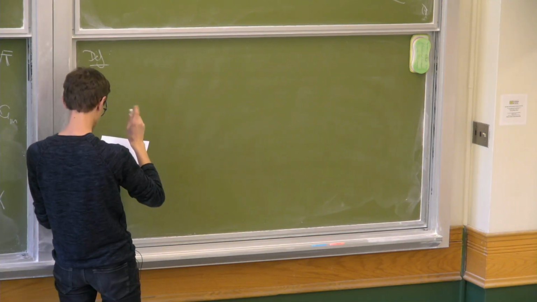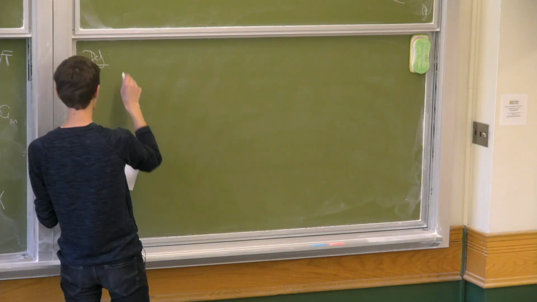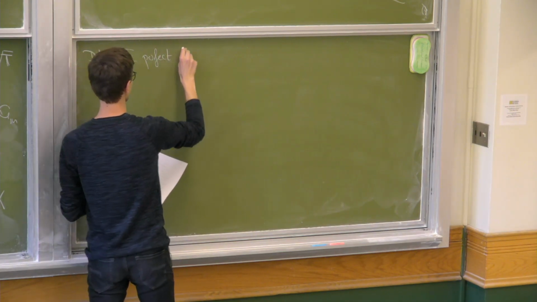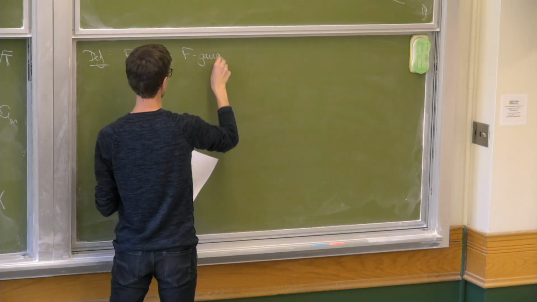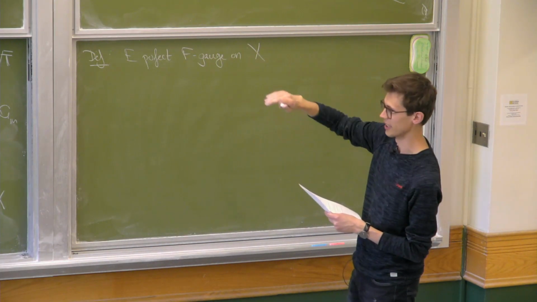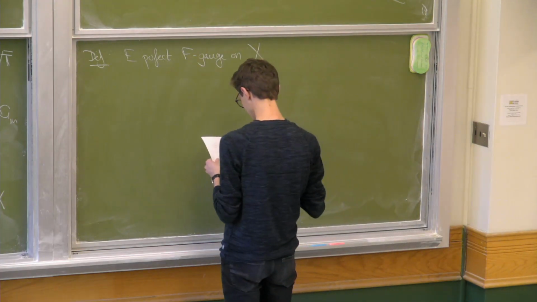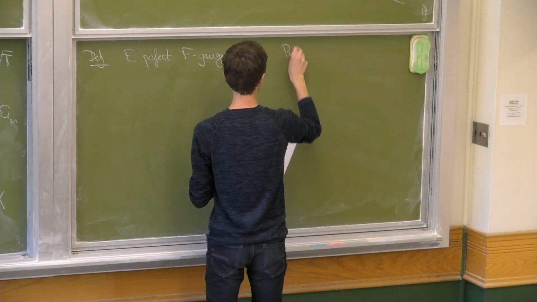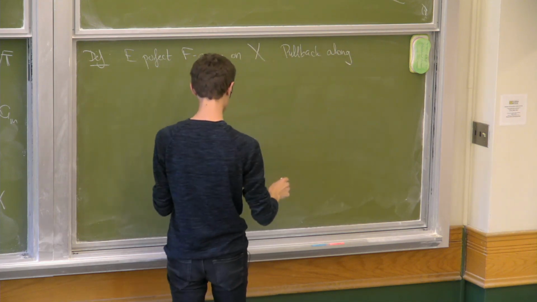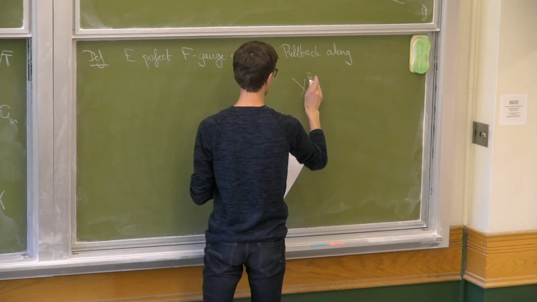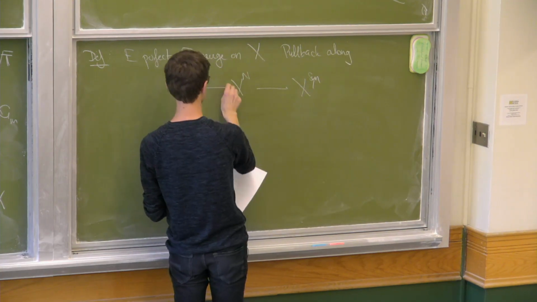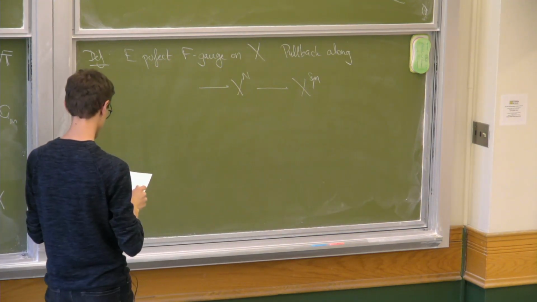Okay, so I want to make one more definition and one example. The definition is: let's take a perfect F-gauge on X, so a perfect complex on X sim. Then I can consider the pullback along the following map. X sim receives a map from the filtered prismatization of X.